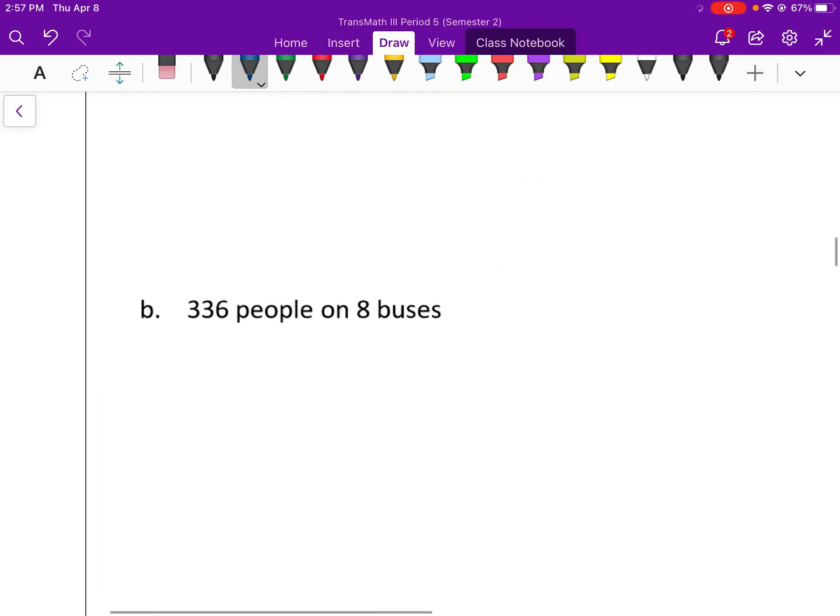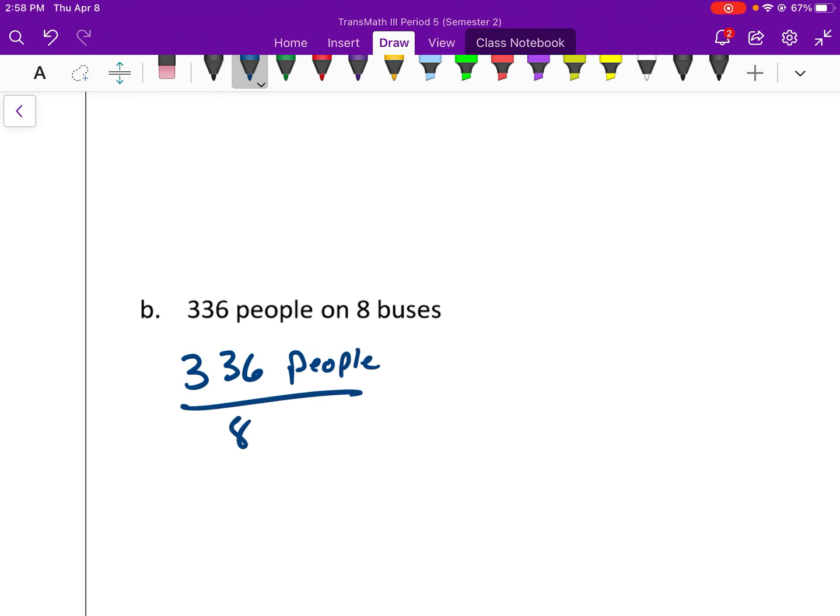Now when we compare this one, we got 336 people on 8 buses. We're going to see our unit value for how many people we can get on one bus. So 336 will have to go on top, where the 8 buses will go on bottom. And again, we're trying to find that unit value. We're going to have to divide both top and bottom by whatever that denominator is. So dividing by 8.